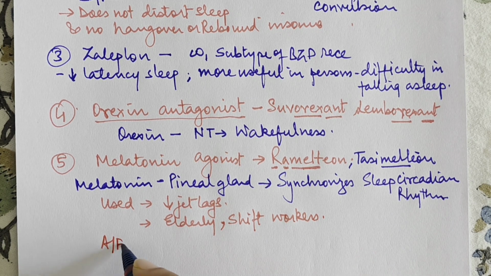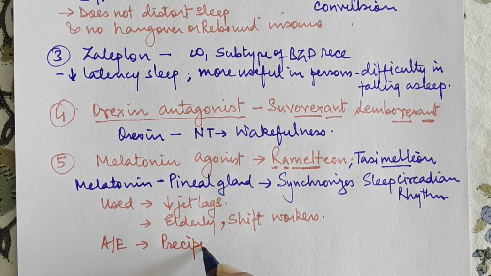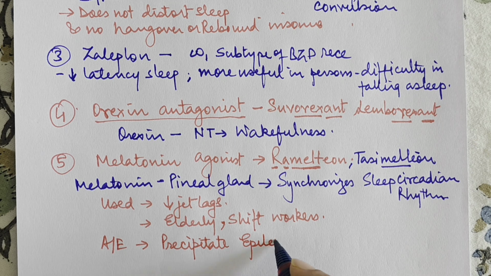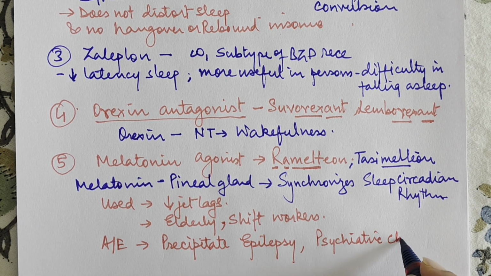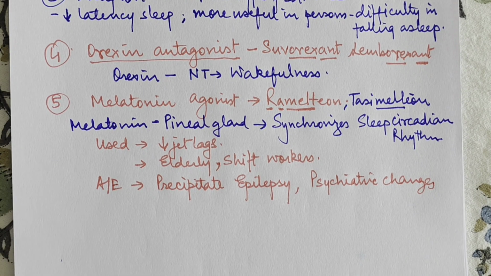Then the adverse effects of this are that it can precipitate epilepsy, it lowers the seizure threshold, and it can cause psychiatric changes. So these are the effects of melatonin, right?